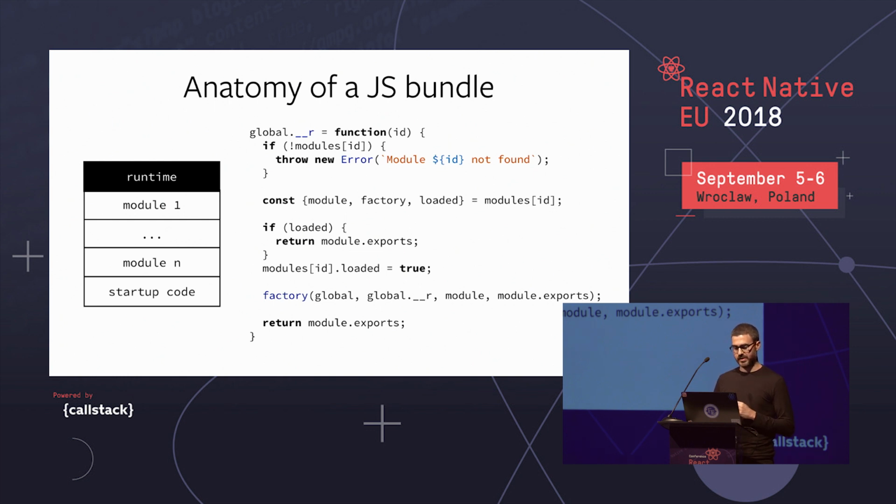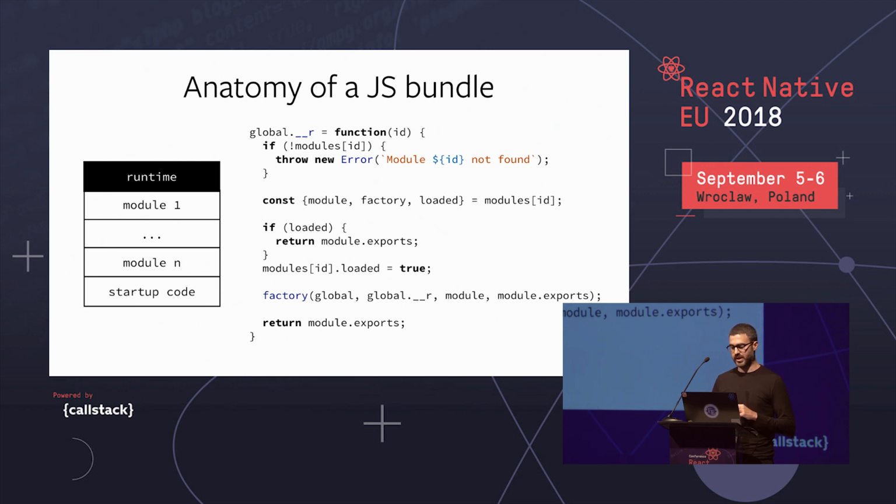We do this by calling the module factory. And we pass a few parameters here. First, the global, which is a reference to the global object. So modules can access the global object. The second thing is global.__r. This is a reference to the same function. So modules can require each other without issues. And then we pass module and module.exports. This is typically used by modules to export values.